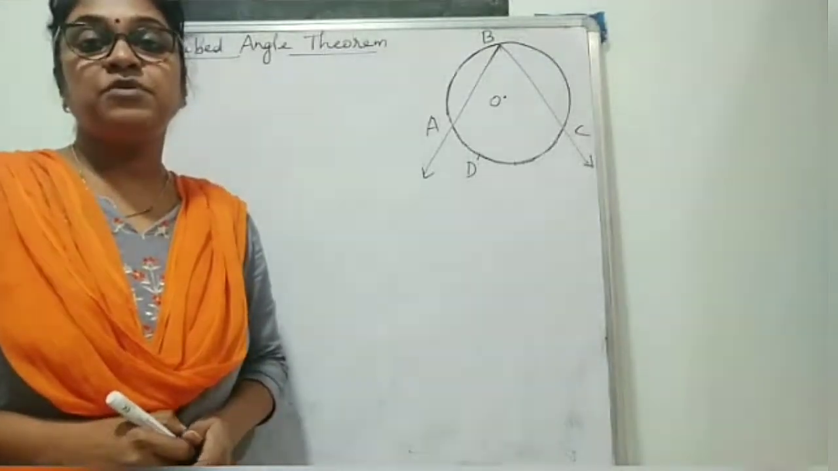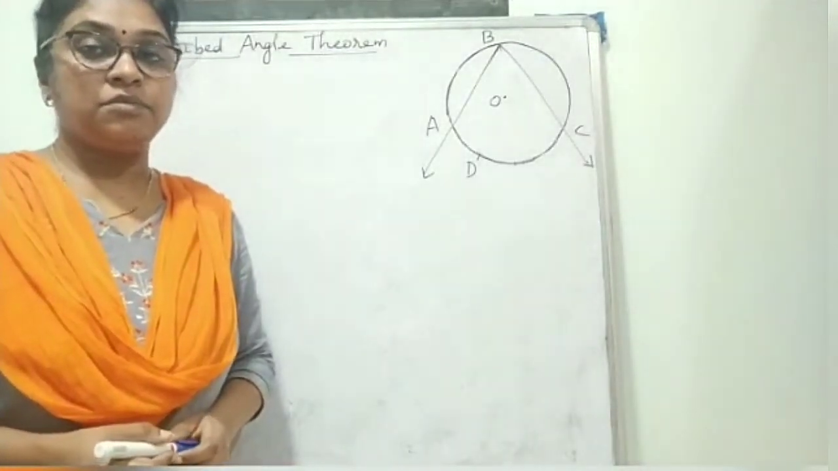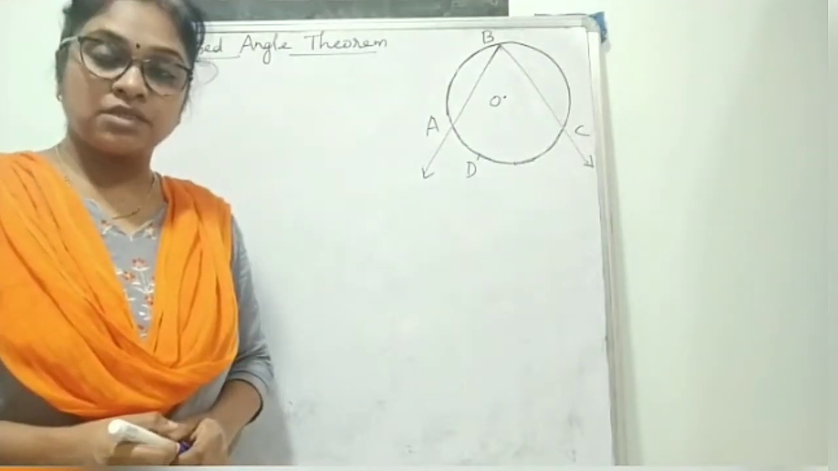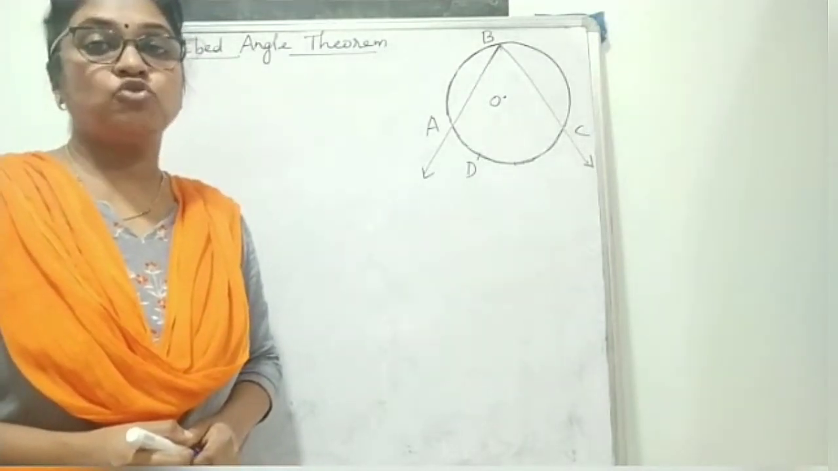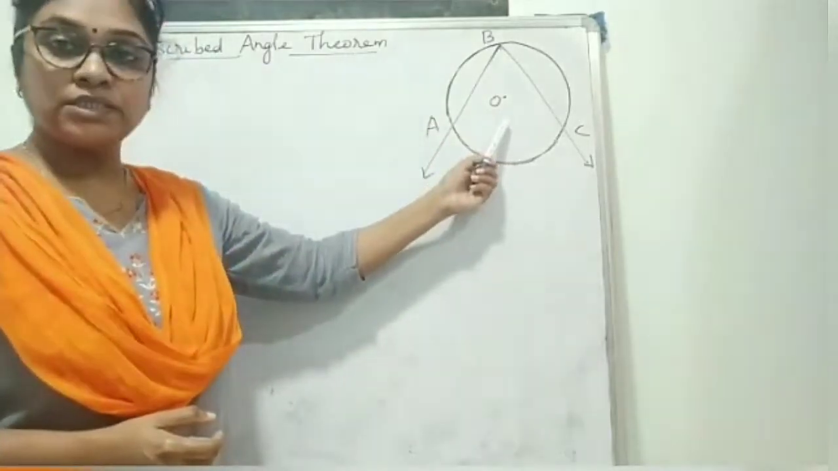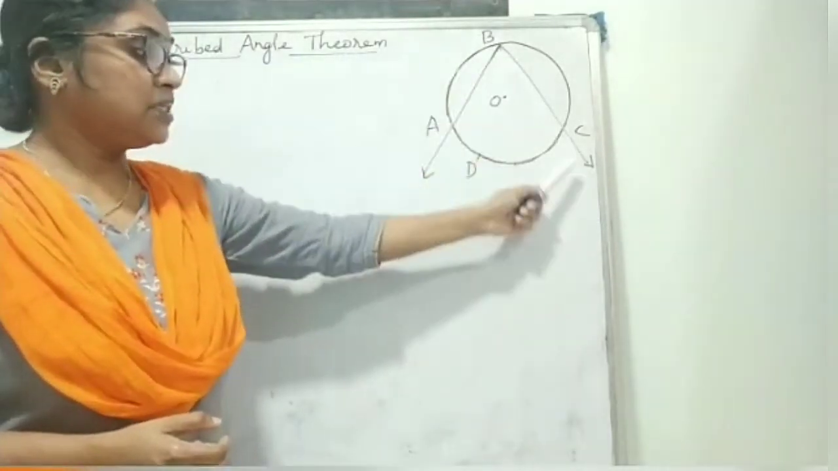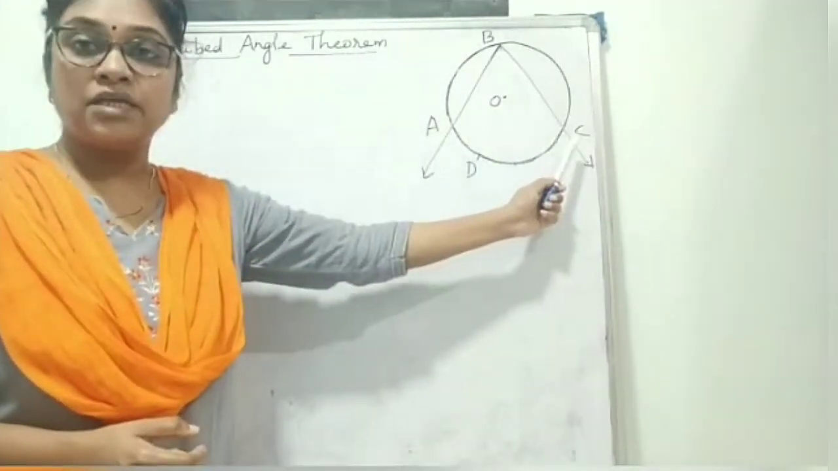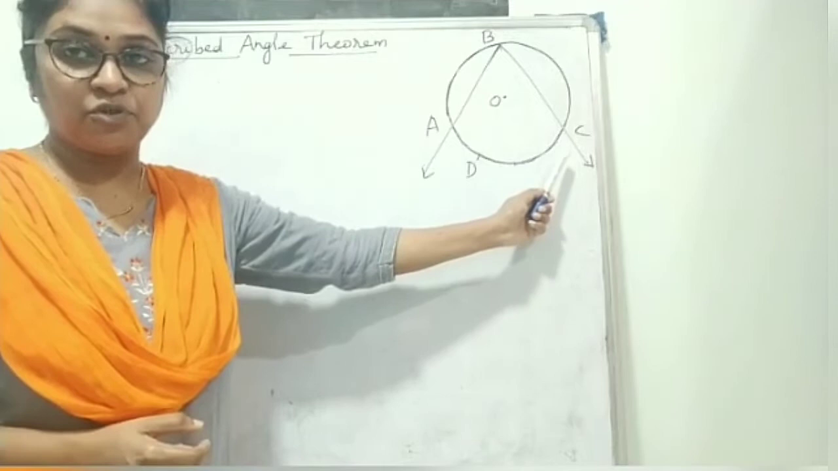Students, today we will be doing the inscribed angle theorem. The inscribed angle theorem proves that the measure of the inscribed angle is half the measure of the intercepted arc. So here we have a circle with O as the center. ABC is the inscribed angle and it intercepts arc ADC. This is the given information.